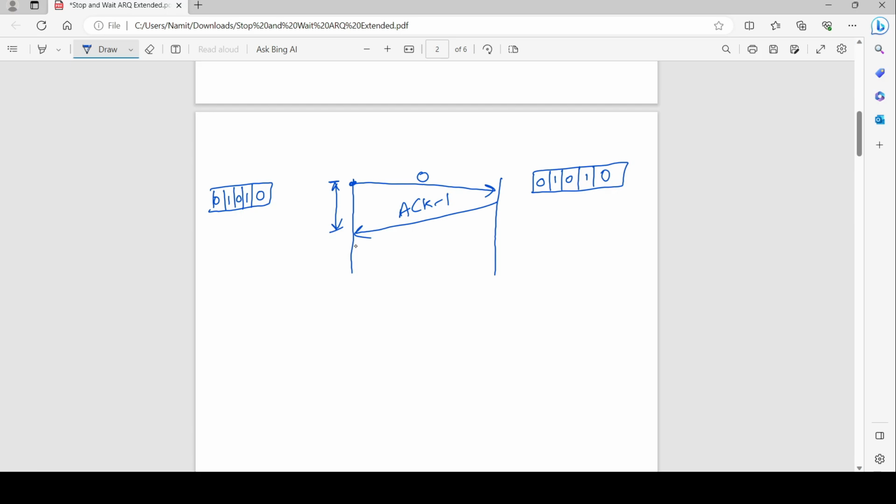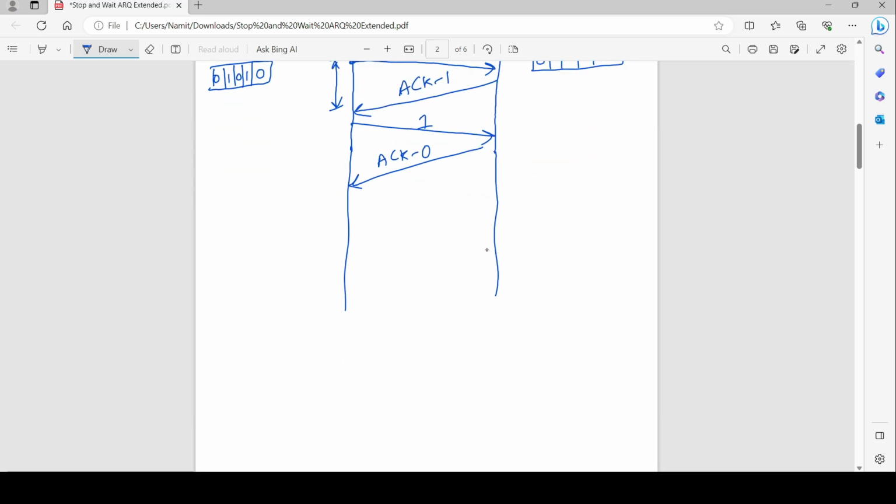Then the sender sends 1, and the receiver sends acknowledgement for the next data frame that it expects. So the sender sends 0 as per the acknowledgement received. The receiver sends acknowledgement for the next one. The sender sends 1 now.